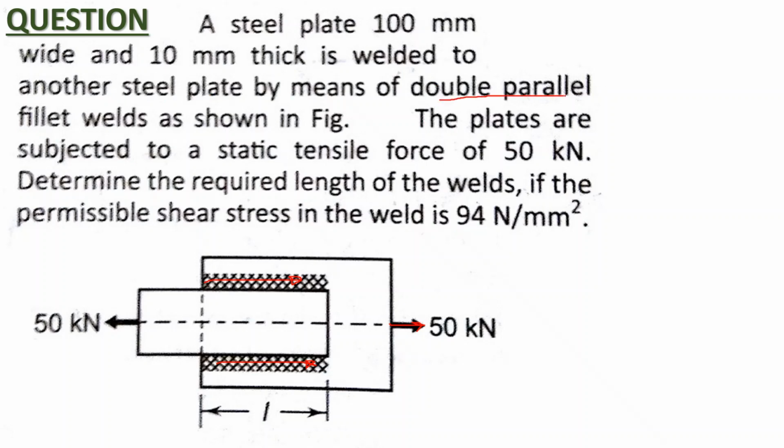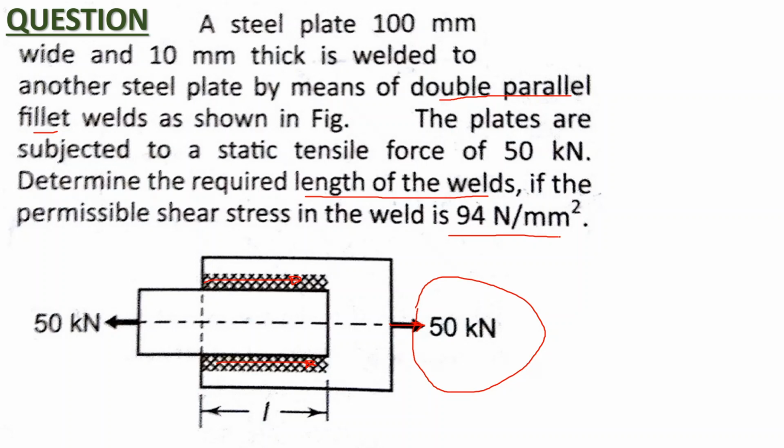So it is welded to another plate by means of double parallel fillet weld. It is already given to you in the question that this is a double parallel fillet weld as shown in the figure below. The plates are subjected to a static tensile load of 50 kilonewtons. Now we have to determine the length of the weld in this problem if the permissible shear stress is given to be 94 megapascal or 94 Newton per mm square.